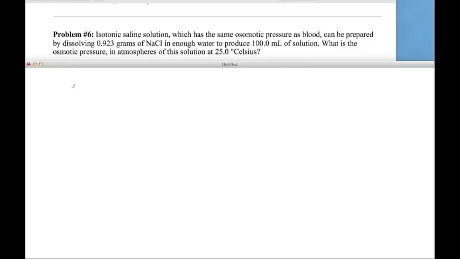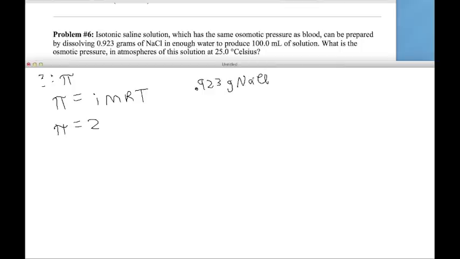Well, they're looking for pi, so pi is equal to iMRT. Pi is equal to 2 times, we're trying to figure out the molarity. Well, we have 0.923 grams NaCl, and NaCl weighs 23 plus 35.45, which is 58.45 grams per 1 mole. And that is equal to 0.01579 moles.